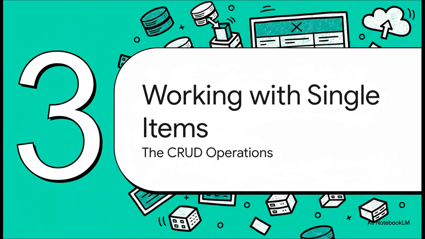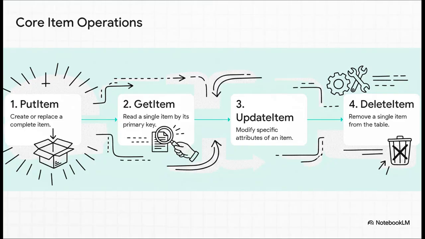So, what's next? Well, a table isn't much use without data in it, so let's start putting stuff in, one item at a time. You're going to hear the term CRUD a lot in programming. It just stands for create, read, update, and delete. These are the four basic things you do with data. In DynamoDB, they have their own special names: put item, get item, update item, and delete item. Let's quickly go through each one.